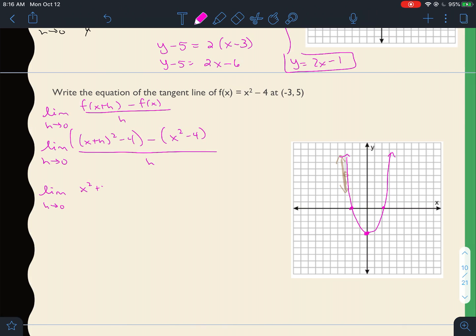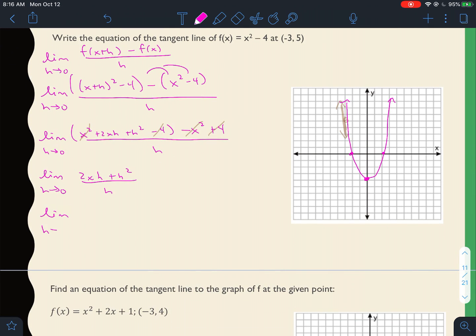I'm going to multiply that out, and I get x squared plus 2xh plus h squared minus 4. And then I'm going to distribute that negative sign, so minus x squared plus 4, and then all over h. The x squareds are going to cancel, and the 4's are going to cancel. So now I have the limit as h goes to 0 of 2xh plus h squared all over h. I can factor out an h, and I have h times 2x plus h all over h. Those h's will cancel, and now I have the limit as h goes to 0 of 2x plus h. But if h is going to 0, I'm just left with 2x. So the slope of my tangent line anywhere is going to be 2x.